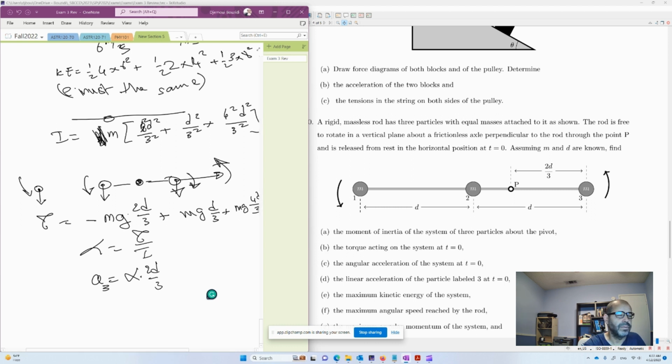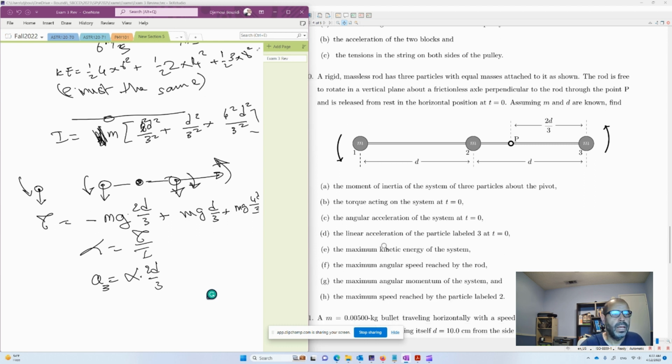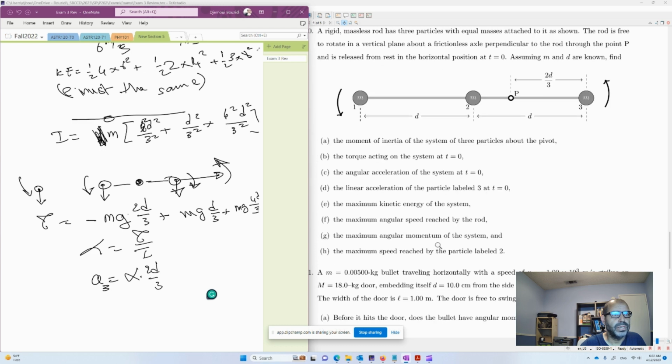This is not for each and every one of them. So this is the acceleration with which it's trying to go upward, okay? And the maximum kinetic energy compares to this configuration. So right now, the system is in this position.